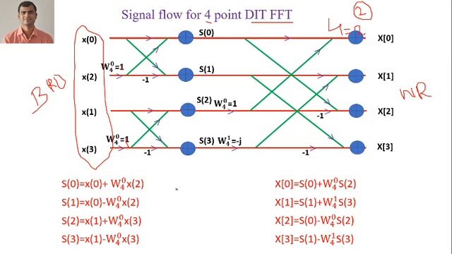So how to verify? The summation of x of k divided by capital N is always equal to the value of x of 0. So whatever the value of x of 0 we are having, you will have. So you add all this discrete frequency sequence divided by capital N, and you will get the initial sample, that is x of 0. So this is for the 4 point DIT FFT algorithm.